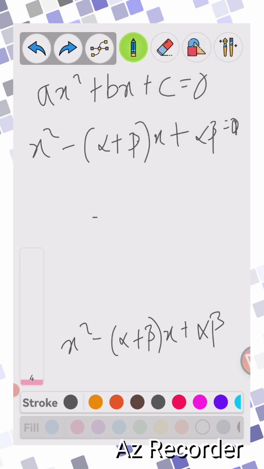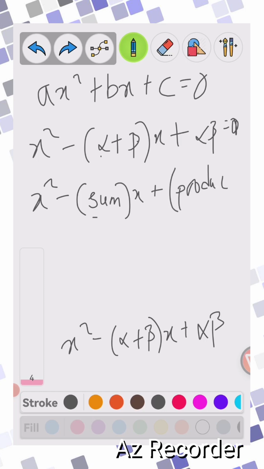So for every quadratic expression that you have, it will always be in this format: x squared minus, here we can see alpha plus beta, so we can say the sum of the roots, x, plus, here this is the product of the roots. That is the general thing that we're going to have. And what have we said the sum of the roots is equal to? The sum of the roots, which is alpha plus beta, is equal to negative b over a. The product of the roots, which is alpha beta, should be equal to c over a.